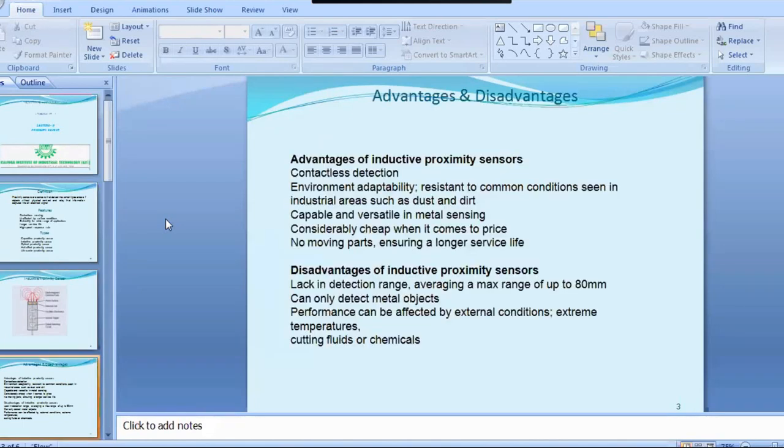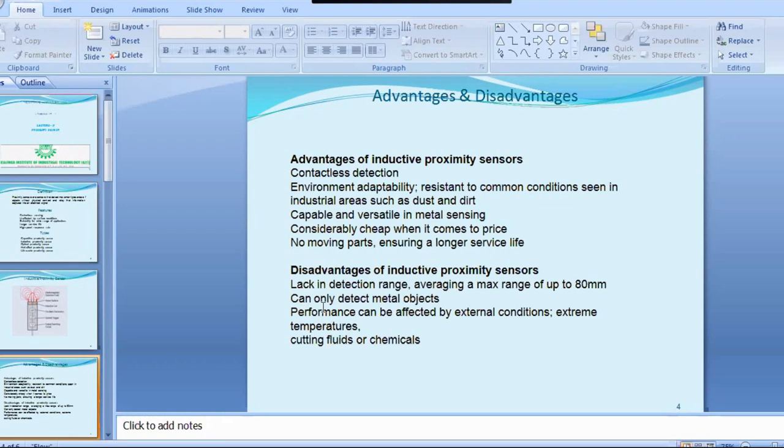Yes, sir. Okay. There are several advantages and disadvantages that I have mentioned. The advantages of inductive proximity sensors are contactless connection, environmental adaptability, resistance to conditions in the industrial field such as dust and dirt, versatility in metal sensing, and they are cheap in price. There are no moving parts, ensuring a longer service life. These are the common advantages.